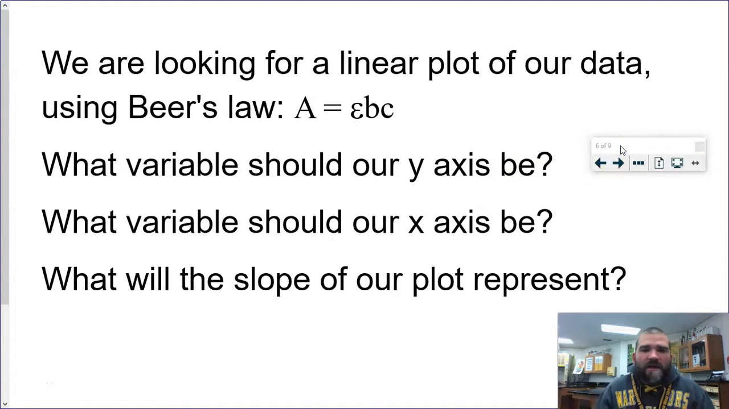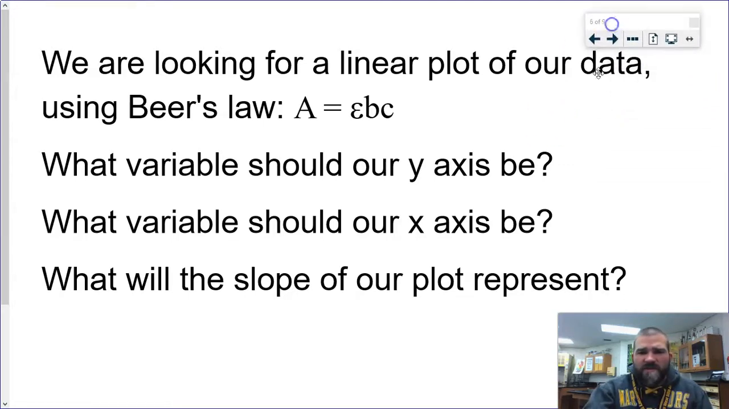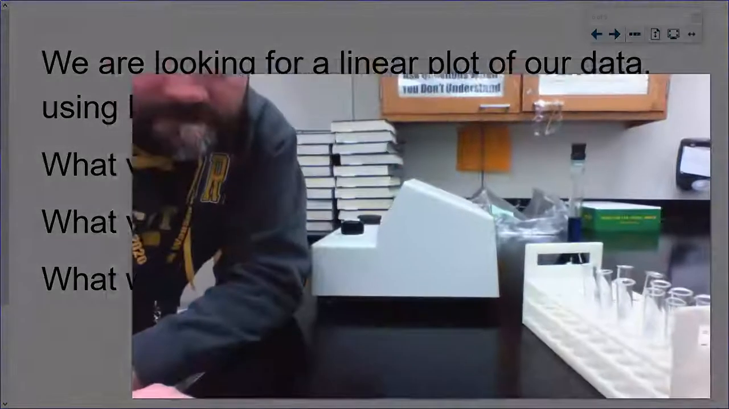Speaking of which, here's what we're doing. What should our y-axis be? What should our x-axis be? What's the slope of our plot represent? We're going to come back to this in just a little bit. Let me get set up, and let's get this experiment rolling, and then we'll consider these questions. I hope you know the answers to these questions, because this all was a part of 313. But anyway, let me get set up, and I'll pause it and come right back.